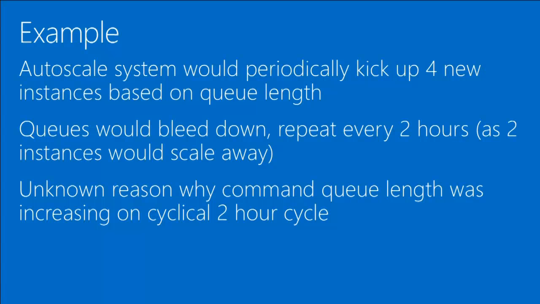Our next scenario. Our autoscale system would periodically kick up 4 new instances. The queue that it was based on, we were watching a queue, would bleed down, then they'd build right back up, and we'd scale back up. So if you saw our instance count, it was like 4, 2, 4, 2, 4, and it was just very cyclical. We had no idea why this was happening.